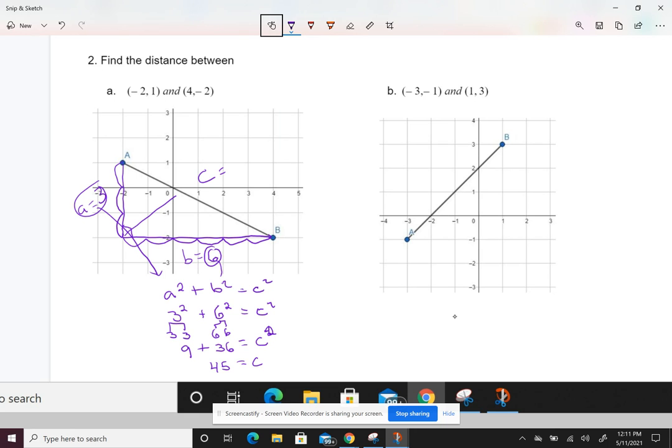And then remember, I am looking for C, not C squared. So I need to take the square root of both sides. I'm going to type this into a calculator. I'm going to take the square root of 45. The square root of 45 is some big old number, 6.708, and so forth. I'm not putting all of them.